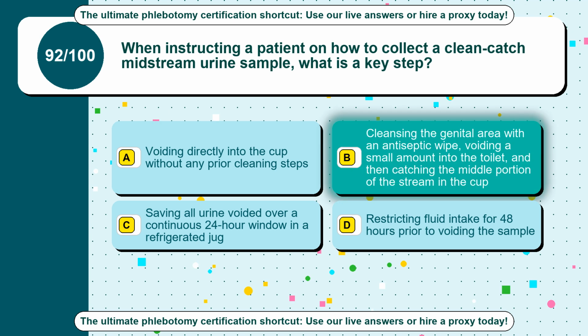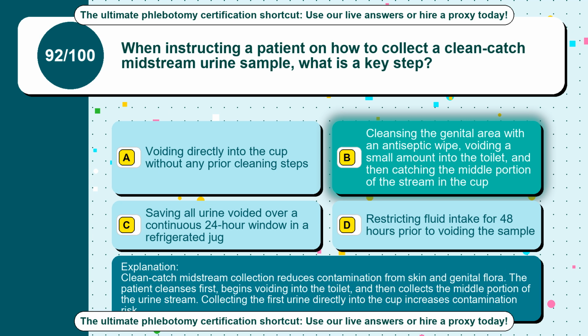The correct answer is option B, cleansing the genital area with an antiseptic wipe, voiding a small amount into the toilet, and then catching the middle portion of the stream in the cup. Clean catch midstream collection reduces contamination from skin and genital flora. The patient cleanses first, begins voiding into the toilet, and then collects the middle portion of the urine stream. Collecting the first urine directly into the cup increases contamination risk.